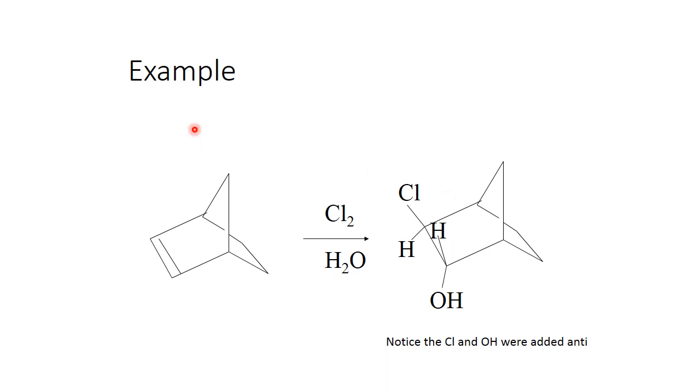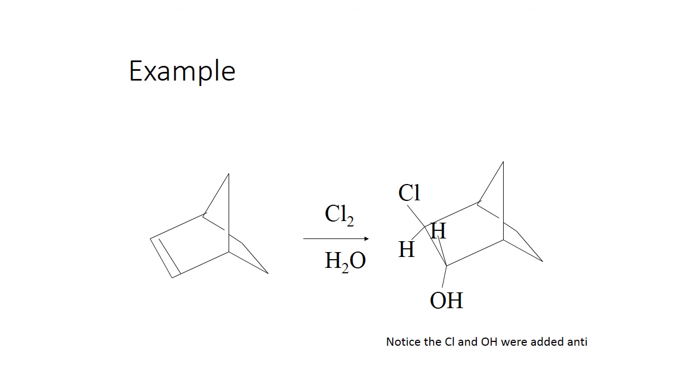Here's another example. Here what I'm going to show you is how anti-addition occurs. Notice the substitution is the same, so these two carbons are equivalent with regards to ring opening and where the hydroxyl group goes. It doesn't matter which one you put it on. But notice this reaction is demonstrating how you have anti-addition, chlorine on one side and hydroxyl on the other. That's the anti-addition that you always see with hydrohalogenation.